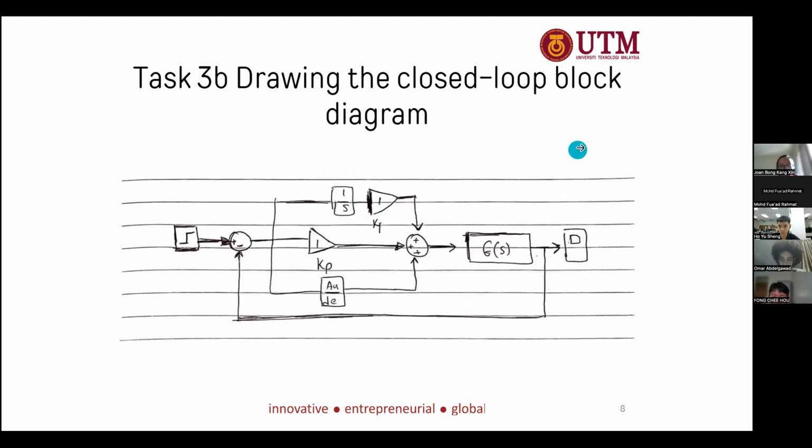So part B, we will draw the closed loop block diagram. We start with the reference input, which is the step input. Then we connect it to the error signal, which is fed into the PID controller, consisting of proportional, which is KP, the integral, which is KI, and the derivative, which is KD. The output of the PID controller is then passed to the plant with the G(s), which is the actual equation. The feedback loop is completed by feeding the output back through the sensor to compare with the reference input.